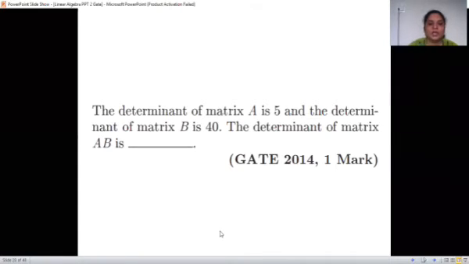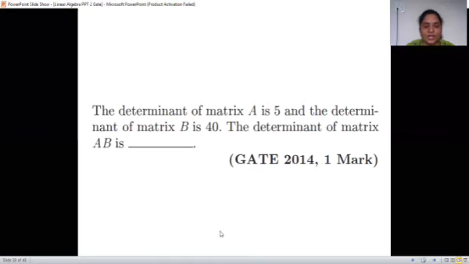Okay. We know the determinant of AB is equal to the determinant of A into the determinant of B. This is the formula. Determinant of AB is equal to determinant of A into determinant of B. So now tell me the answer. Someone is writing, it will be 200.